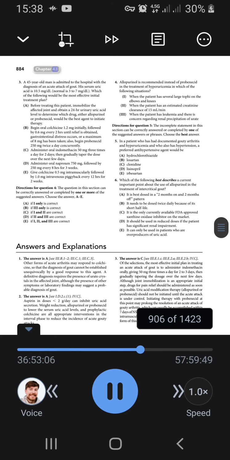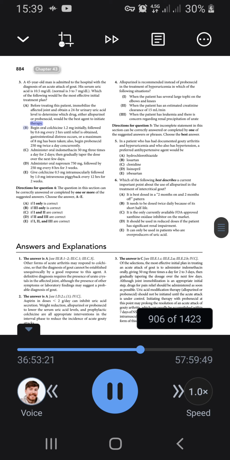3. A 45-year-old man is admitted to the hospital with the diagnosis of an acute attack of gout. His serum uric acid is 10.5 milligrams per deciliter. Normal is 3 to 7 milligrams per deciliter. Which of the following would be the most effective initial treatment plan? A. Before treating this patient, immobilize the affected joint and obtain a 24-hour urinary uric acid level to determine which drug, either allopurinol or probenecid, would be the best agent to initiate therapy.